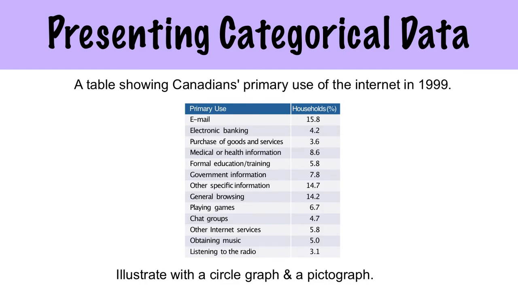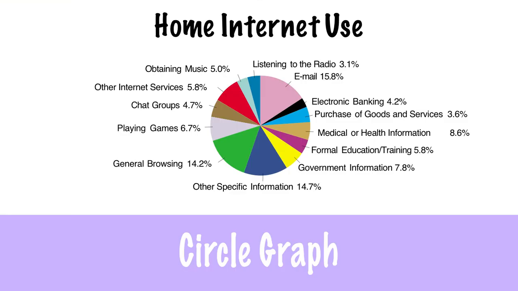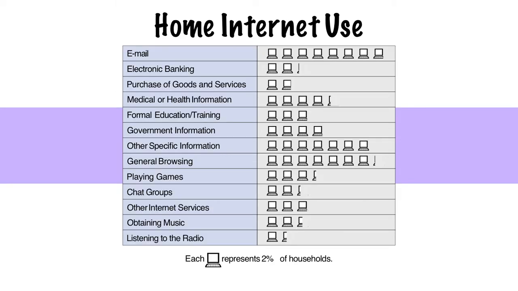And now categorical data. Here's a table showing Canadians' primary use of the internet in 1999. And we're going to illustrate this information with a circle graph and a pictograph. The circle graph, you simply take all the percentages and slice up a circle appropriately. Really easy to see. And then a pictograph illustrates it in fractions of a whole computer. And again, really easy to see where the most use comes from.